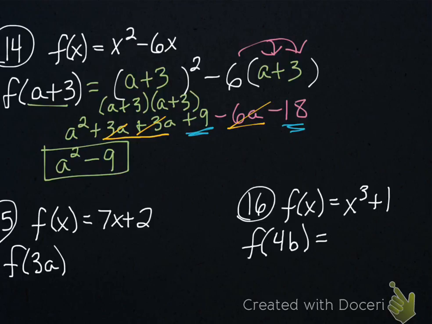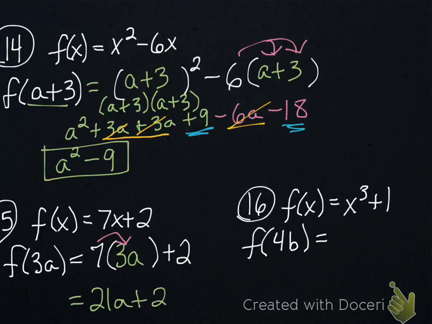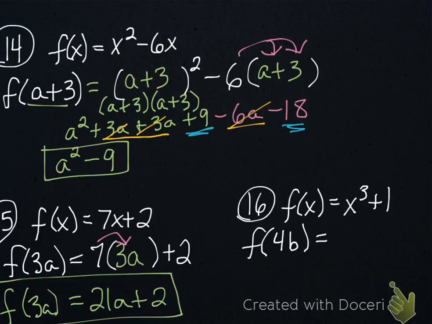Let's look at 15. What are we plugging in? We're plugging in 3a. Not that challenging. You do the same thing. Everywhere there's an x, put parentheses. Now, plug in your value, 3a. Remember, anything outside the parentheses, all you have to do is distribute. So, 7 times 3 is 21. So I get 21a plus 2. It's kind of anticlimactic considering the last problem.